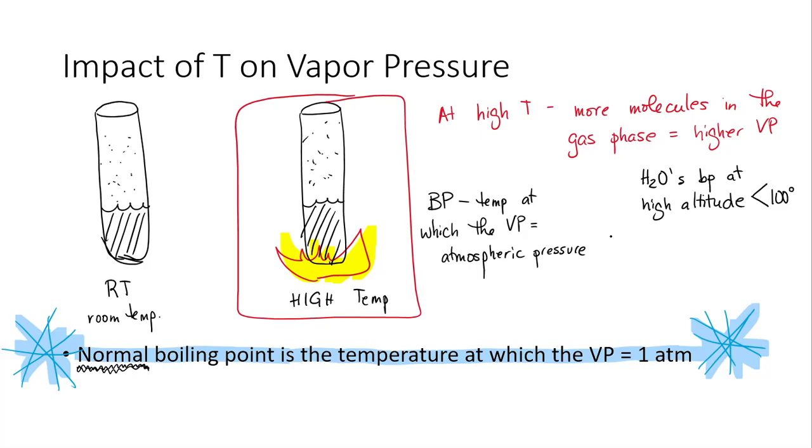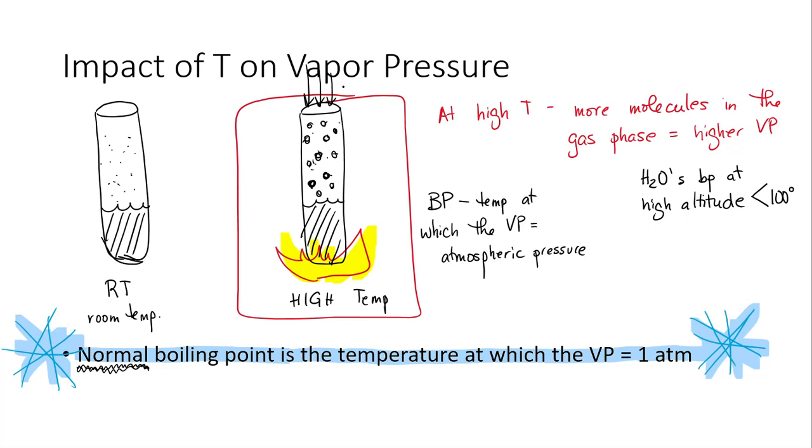How much, or at what temperature, do you need to put in there so that the amount of gas you have above the surface matches the amount of pressure the atmosphere is pushing down on you? You've kind of got this balancing act going on. And if you've got a high pressure pushing down on you, the boiling point is going to be greater. You've got to have more molecules in the gas phase to overcome that atmospheric pressure pushing down on you.